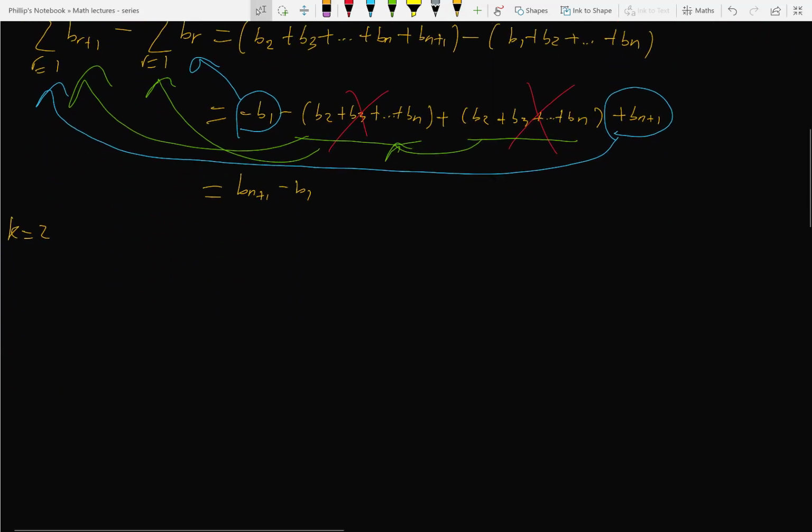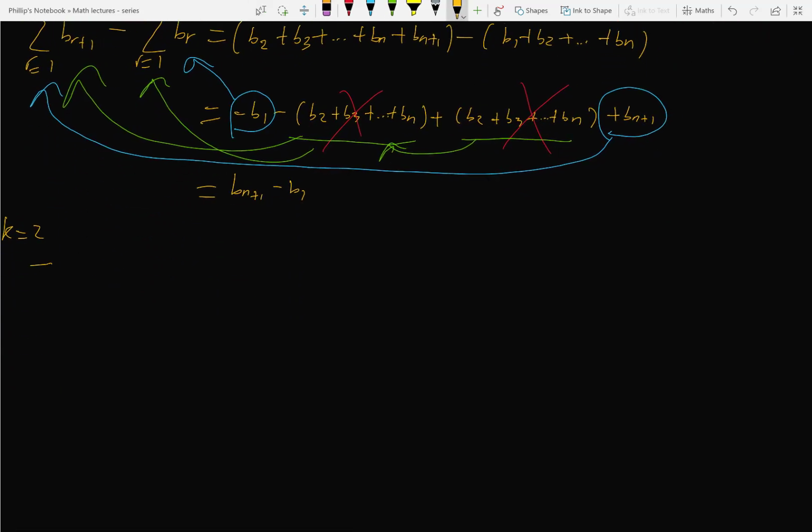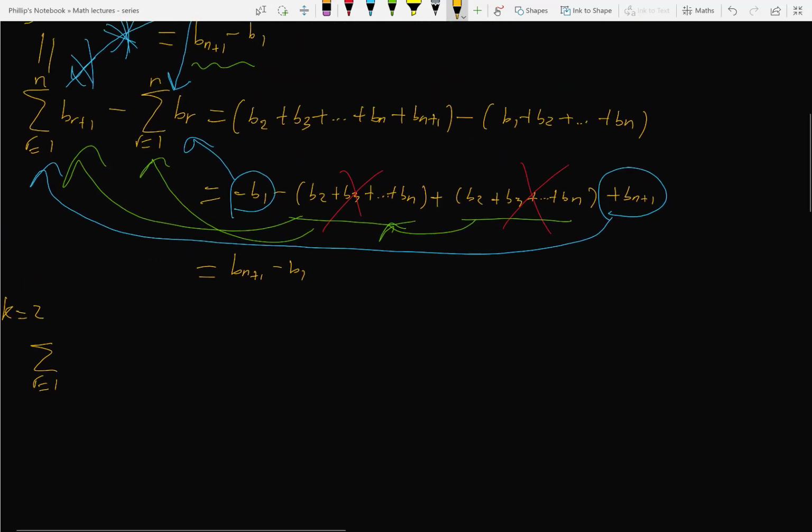So we've got the sum from r equals 1 to n of b_(r+2) this time, b_(r+k), isn't it here? Minus the sum from r equals 1 to n of b_r. Okay, so that's going to be equal to, let's have a look, what's it going to be equal to?